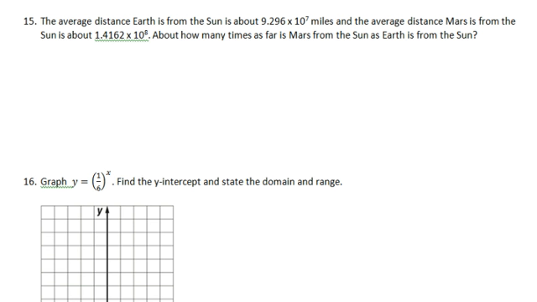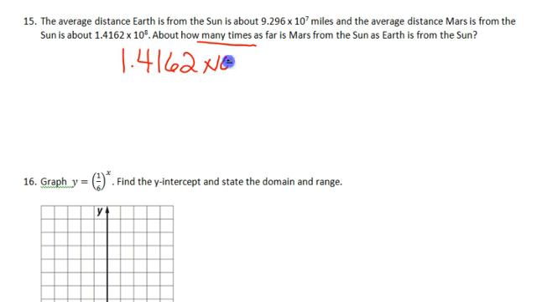So the average distance from Earth to the sun is about that many miles, and the average distance of Mars is that many. How many times as far is Mars from the sun as Earth? So this is a division. When they want how many times, they're really asking you for a division here.